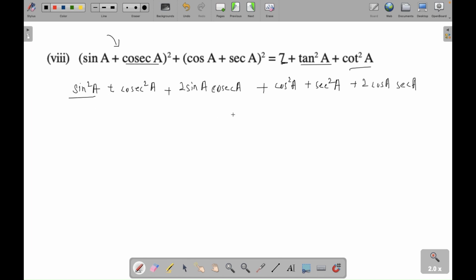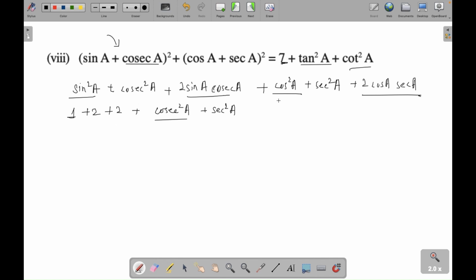Now sin square a plus cos square a gives us 1. 2 sin a cosec a gives us 2. 2 cos a sec a gives us 2. So we got 5. Now we are left with cosec square a plus sec square a. Right, so cosec square a is 1 plus cot square a. Is this clear? How do we get this 1 plus 2 plus 2?